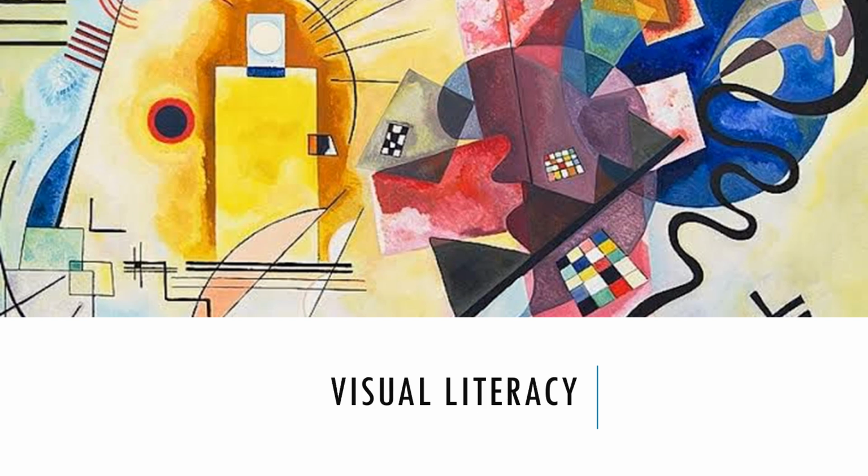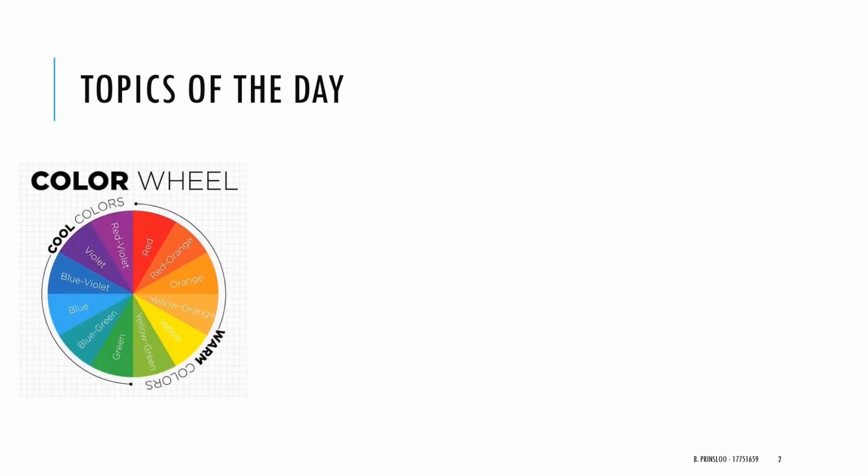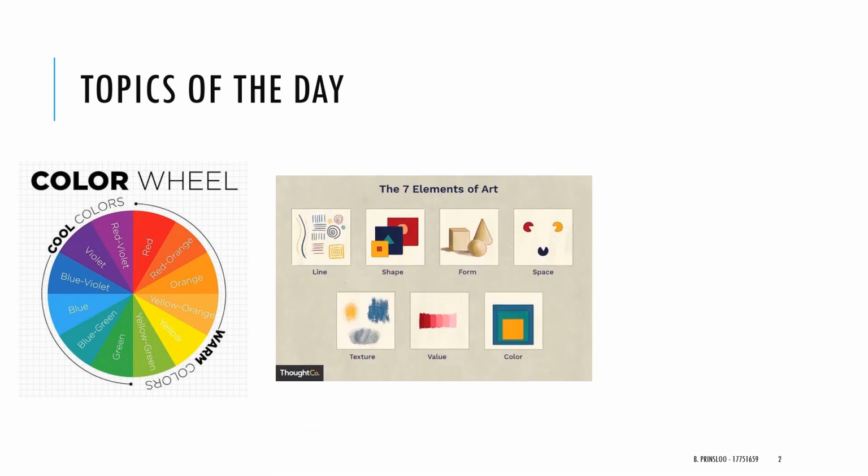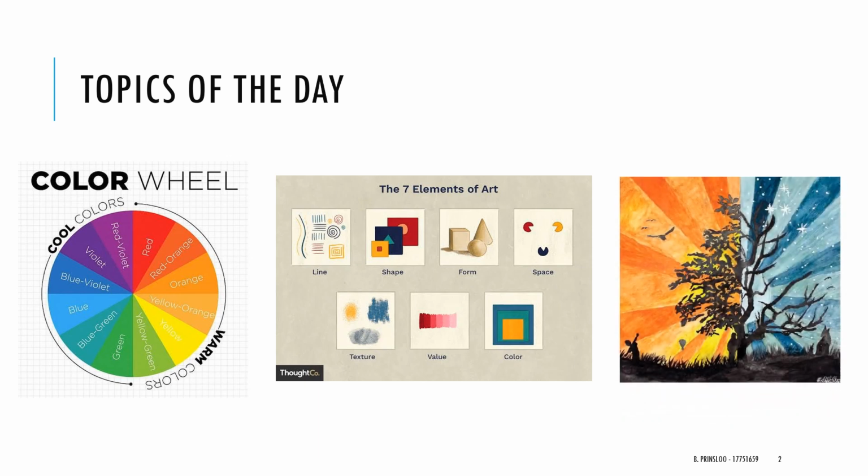Visual literacy, color wheel, art elements, and design principles. Topics of the day. Today we have 3 topics we're going to discuss and go into detail over. Firstly, the color wheel. Secondly, the 7 elements of art. And thirdly, contrast. Contrast is a design principle.